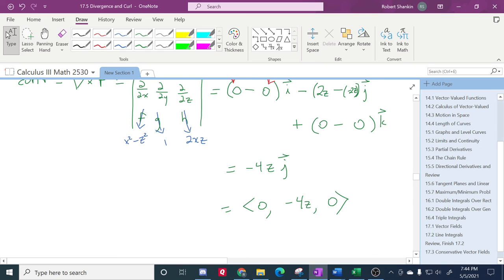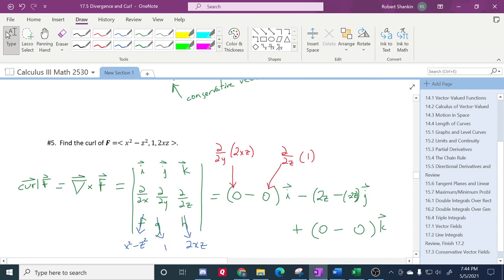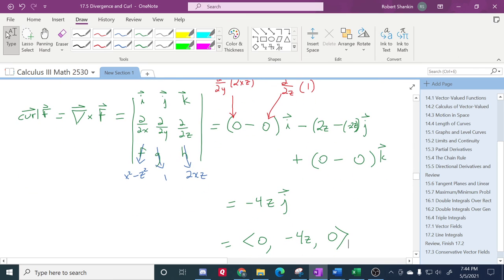Its magnitude is the square root of the sum of the squares of each of these, so the magnitude of the curl is going to wind up being 4 times the absolute value of z. And the direction of the curl is always in the direction of the y-axis, either positive or negative. And so the rotational effect is perpendicular to the y-axis, so the rotational effect really happens in the xz plane of this.